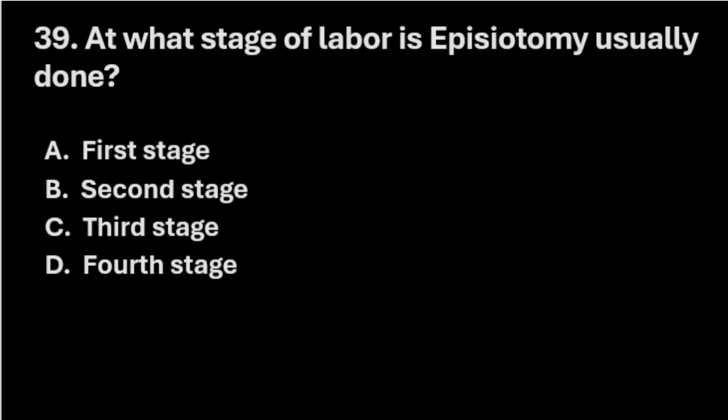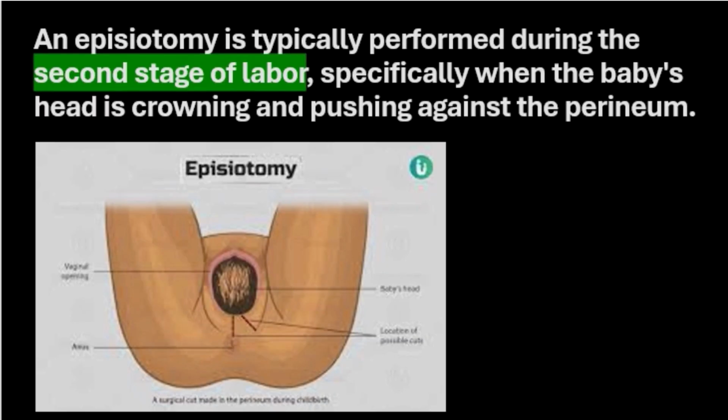Next question. At what stage of labor is episiotomy usually done? Option A, first stage. Option B, second stage. Option C, third stage. And option D, fourth stage. The right answer here is option B, second stage. An episiotomy is typically performed during the second stage of labor, specifically when the baby's head is crowning and pushing against the perineum. You can see in the figure the baby's head is coming down, and during that time, that is the second stage of labor, the episiotomy will be done to facilitate the delivery.